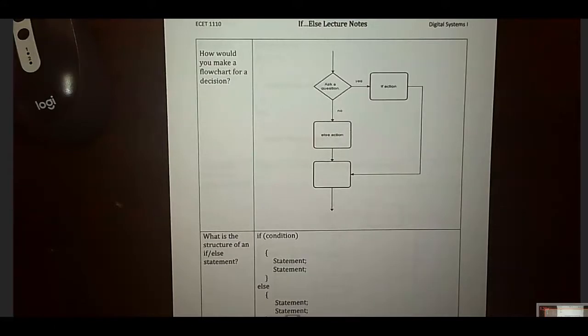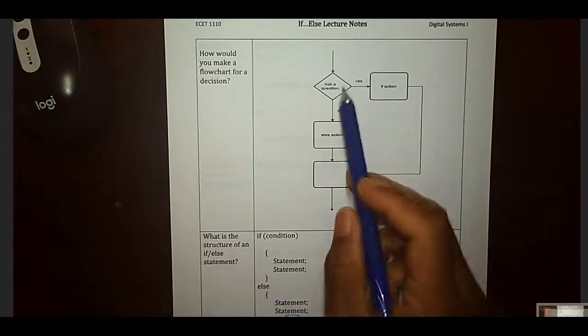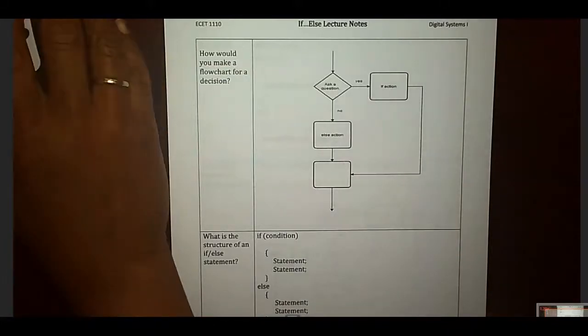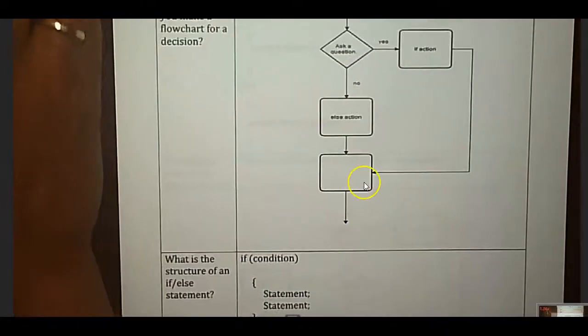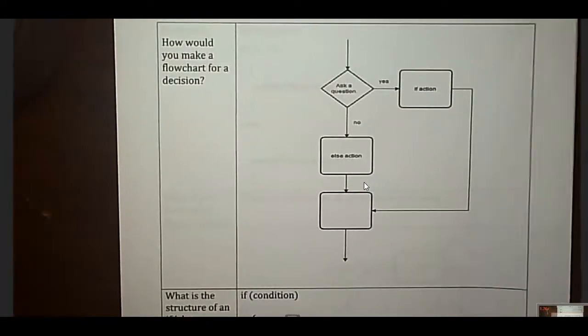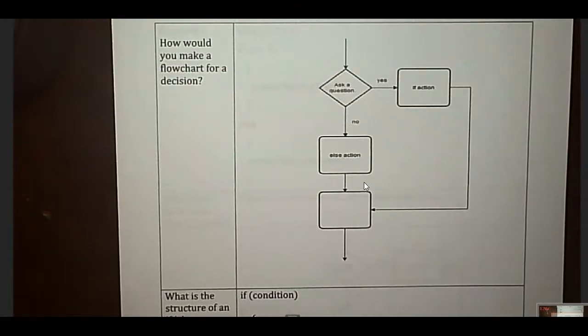So you have to make a flow chart. You always need to design your code before you ever start to actually code it. So how do you make a flow chart for a decision? Well, first of all, you ask a question, and it needs to be a yes or no question. Okay, that's how it needs to be asked, so that there's an action if the answer is yes, and there's an action if the answer is no.